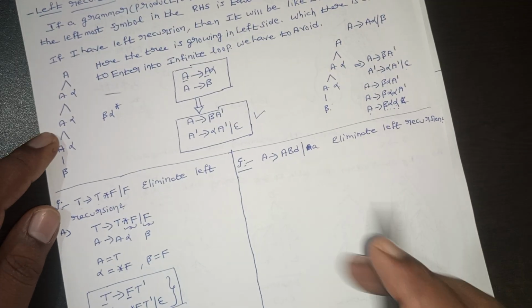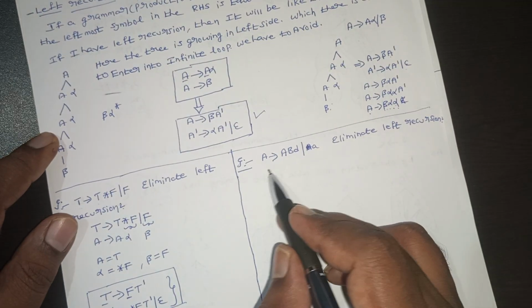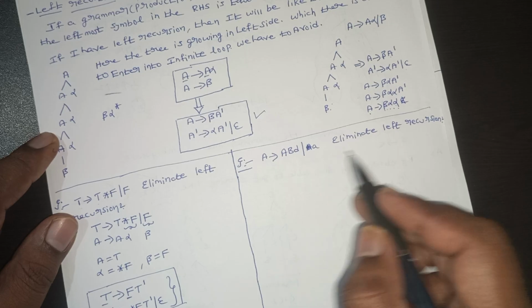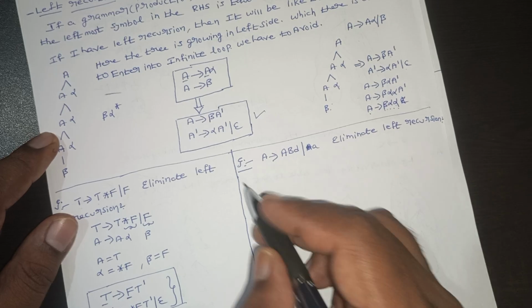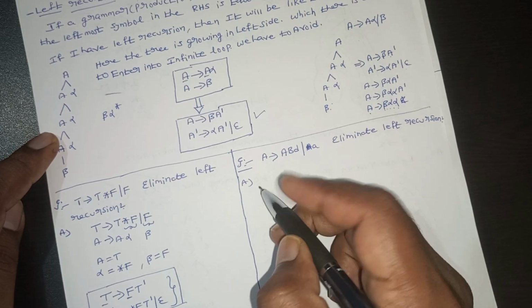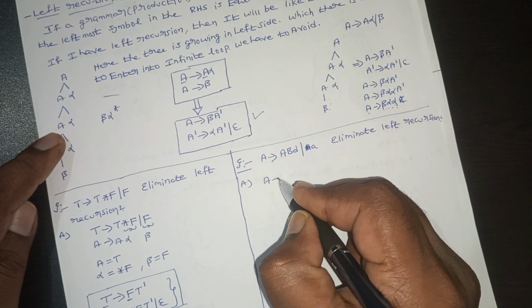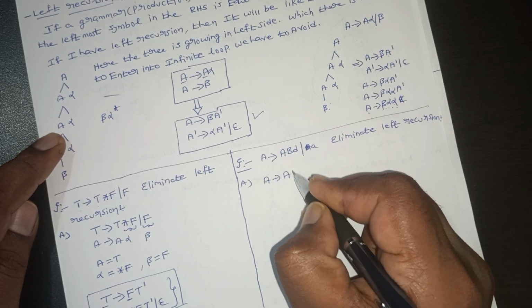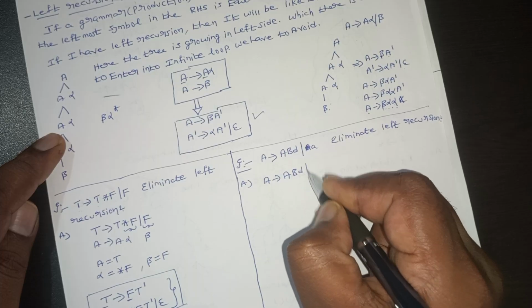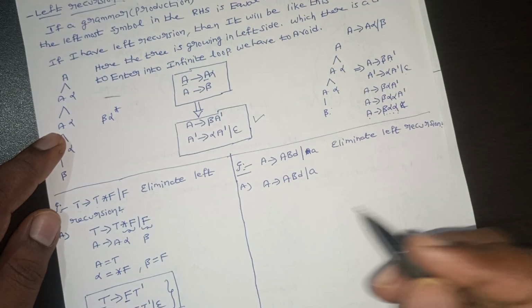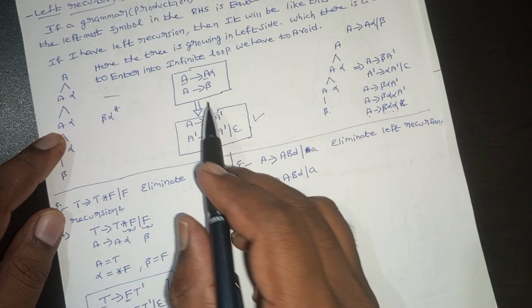Now take one more example. A tends to A B D R A. Eliminate left recursion. Now you write here A tends to A B D R A. So you apply the same formula here.